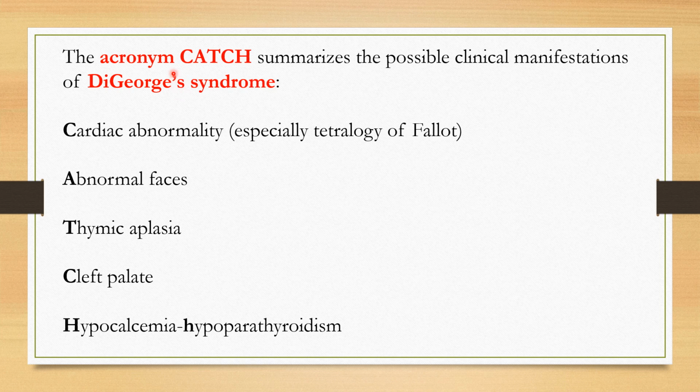The acronym CATCH summarizes the possible clinical manifestations of DiGeorge syndrome: cardiac abnormality, especially tetralogy of Fallot, abnormal faces, thymic aplasia, cleft palate, hypocalcemia, and hypoparathyroidism are seen in DiGeorge syndrome.